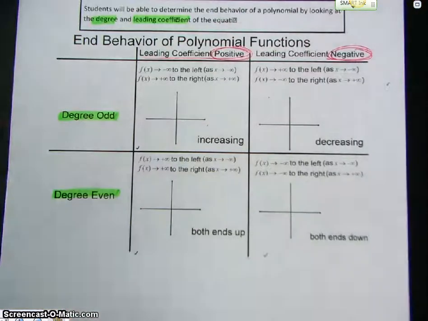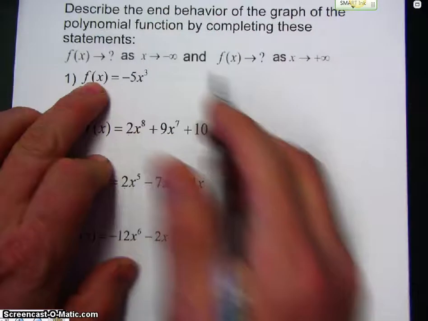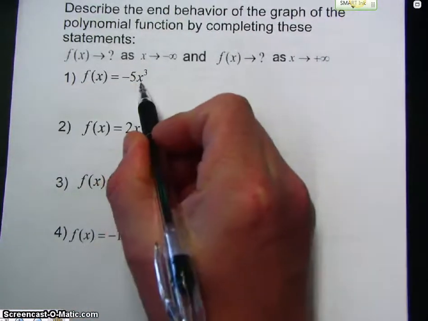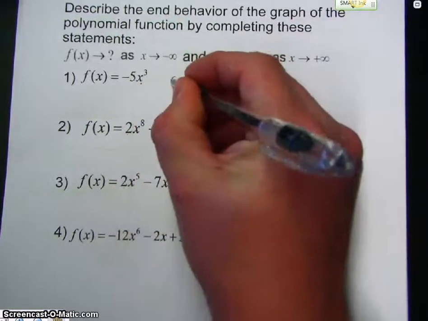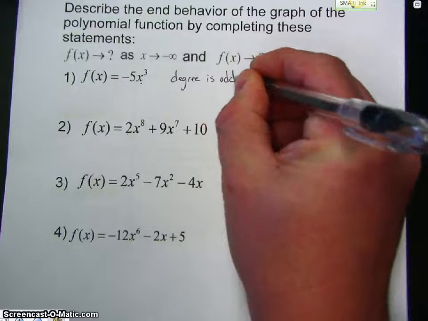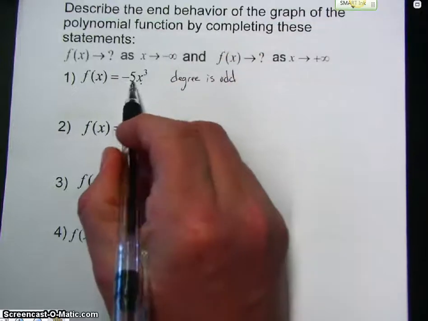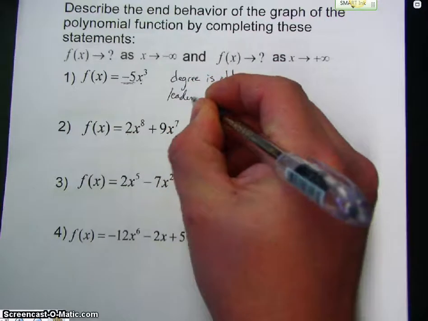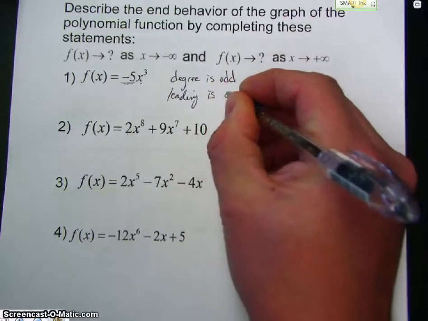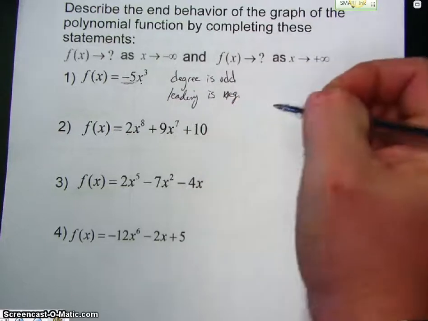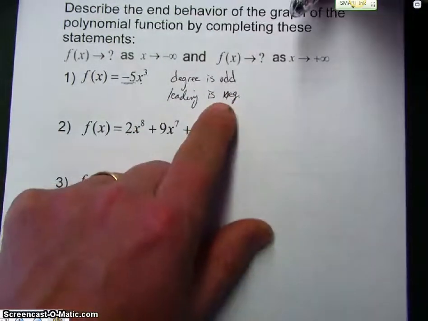So the first example is negative 5x cubed. Here, this is the only variable, so the degree is 3, so the degree is odd, and the number in front is negative, so the leading coefficient is negative. So there's our two.